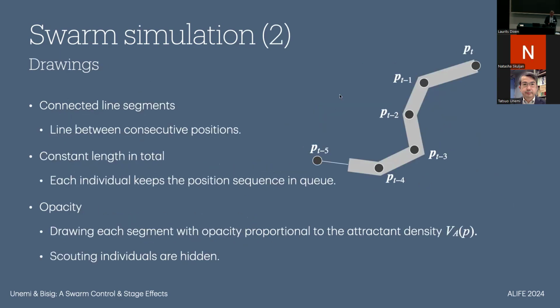Then this is a drawing method. From the request of the director, Eric, he wants us to draw each individual as a worm. So we decided to draw consecutive line segments from head to tail. But of course, we need to keep the length constant, something like this. So we need to calculate how many points we should record for each agent.